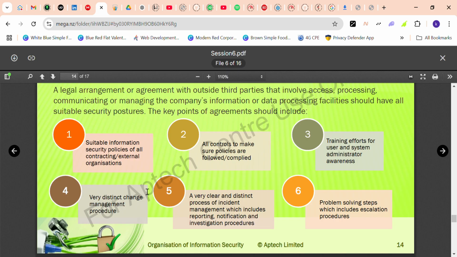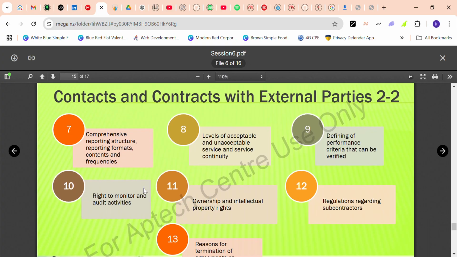And number four, which is very distinct, change management procedures have to be in place. Also, a very clear and distinct process of incident management, which includes reporting, notification, and investigation procedures, has to be in the contract agreement also. And the resolving steps, which include escalation procedures, also have to be implemented. And we also have a comprehensive reporting structure; reporting format, content, and frequency have to be in the contract agreement also. And the level of acceptable and unacceptable service and service continuity have to be there.